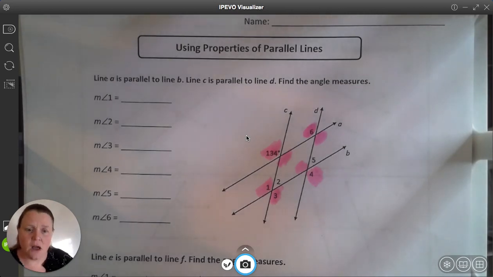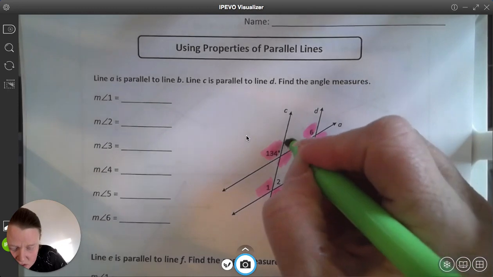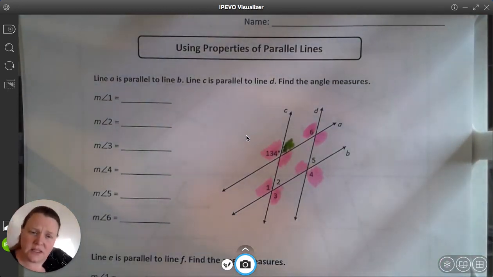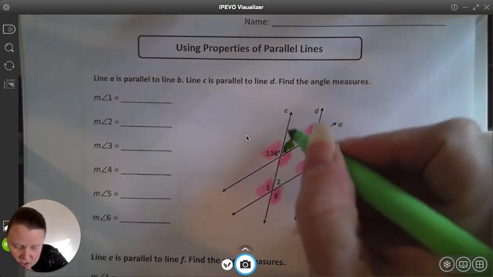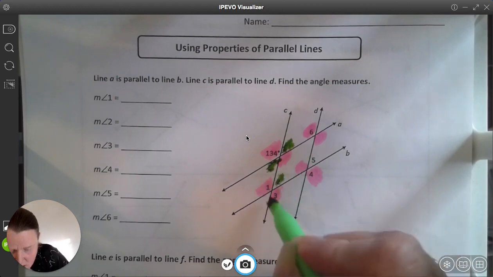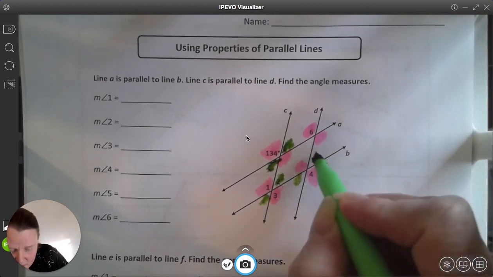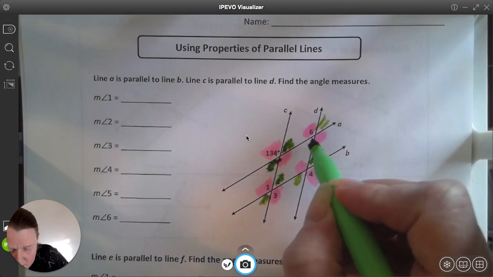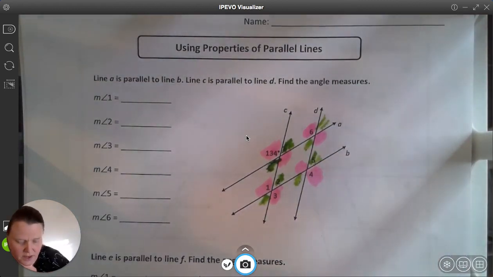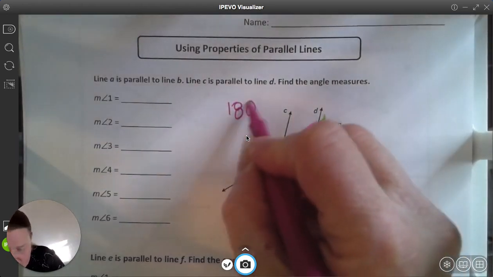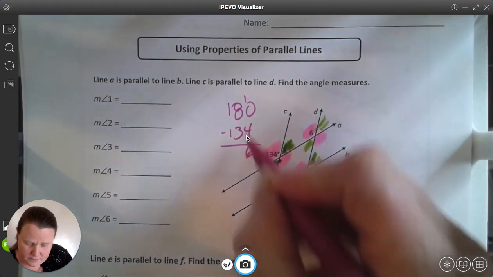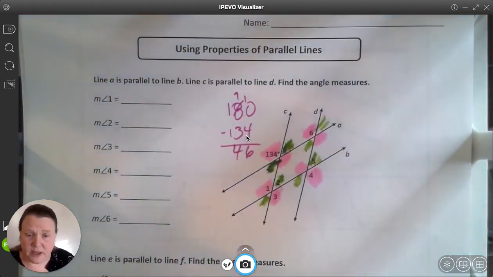And because we know that two angles right beside each other on a straight line add up to 180, we know that all of the ones that would be white, or in this case I've started highlighting them in green, we would know that all of these would be whatever 180 minus 134 would be. And so we would go ahead and do that math right now. So I would go ahead and write that. 180 take away 134, and we would do our subtraction problem. And we would get 46.